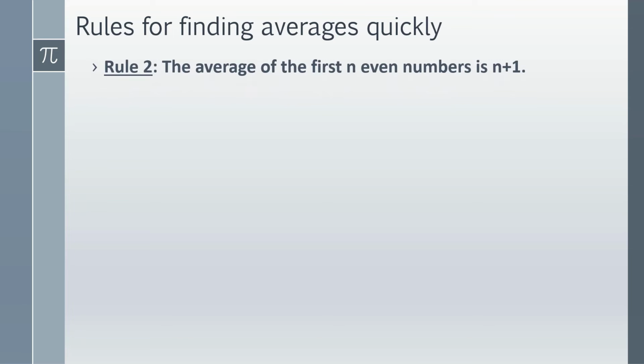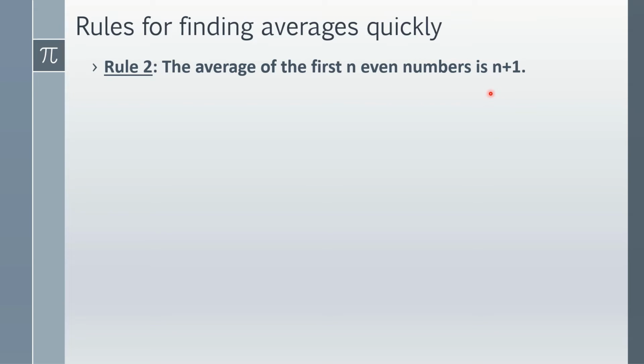Now we learn how to find the average of the first n even numbers. As we know, the even numbers are 2, 4, 6, 8, etc. The first even number is 2, the first two even numbers are 2, 4, the first three even numbers are 2, 4, 6, and so on. So if we take the first n even numbers and find the average of that, it will always be n plus 1.